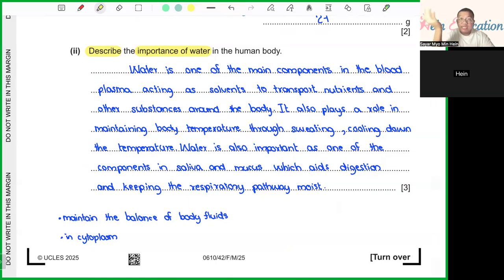Besides that, I also noted down some points. Water is important in the cytoplasm of the cells as well. And it is also to maintain the balance of body fluids. So these are my answers, but these are mostly about the importance of water. To gain 3 points, you don't need to write everything, but these are my sample answers to this question.